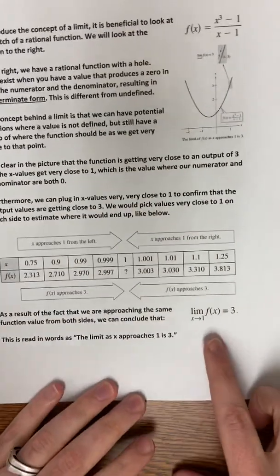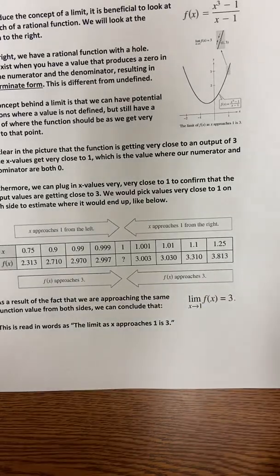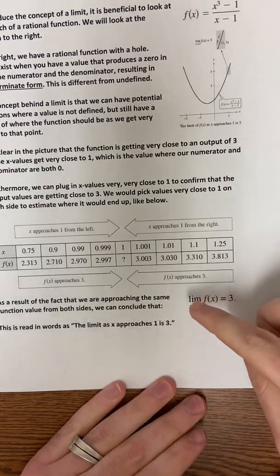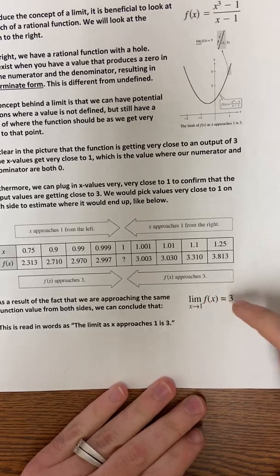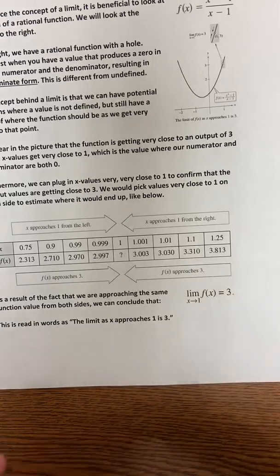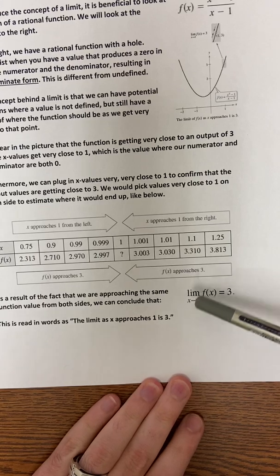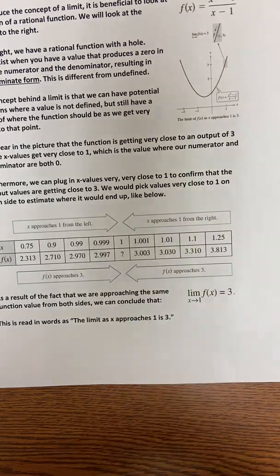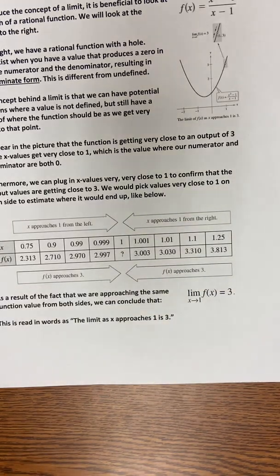Now the way we will write this is we will write lim to represent limit, and then underneath the limit we will write x and then an arrow to represent x approaching some x value, and then we'll have the f of x, and then it's equal to whatever the limit is. So this says the limit as x approaches 1 of f of x is equal to 3, or you could say the limit as x approaches 1 is 3, because we're going to already know the function in question.